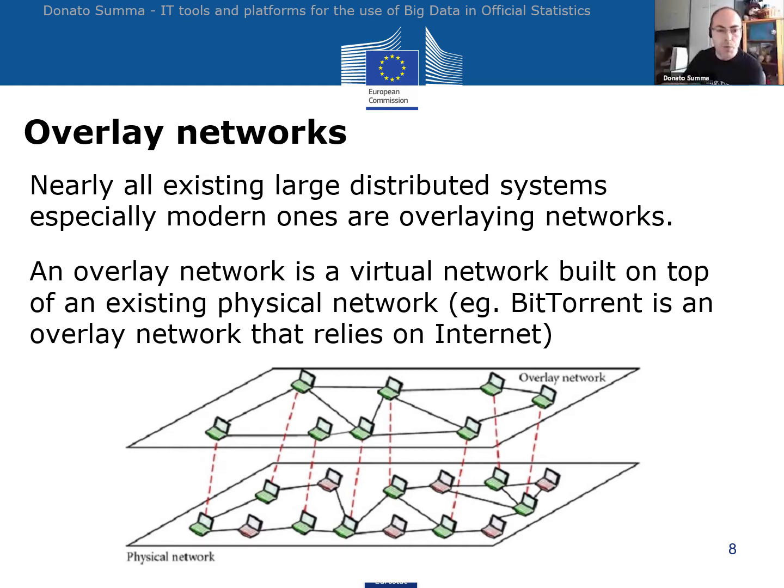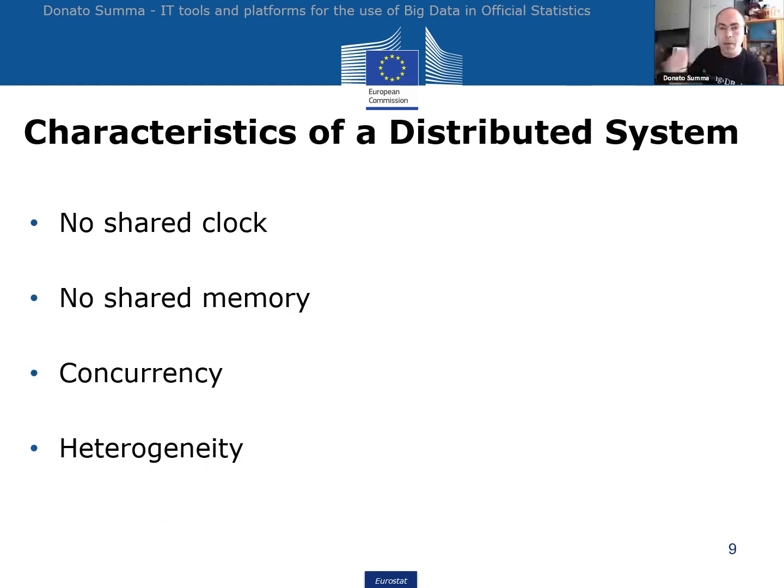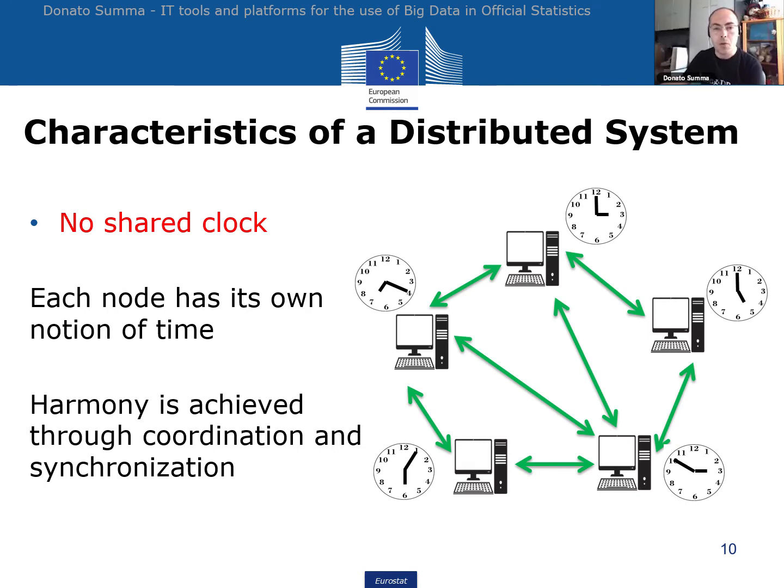Okay, so let's move on and let's talk a little bit about the main characteristics of a distributed system that I summarized in this slide. Basically, we will talk about no shared clock, no shared memory, concurrency, and heterogeneity. And let's start with the first characteristic, the no shared clock. No shared clock means that each node in the distributed system has its own notion of time.